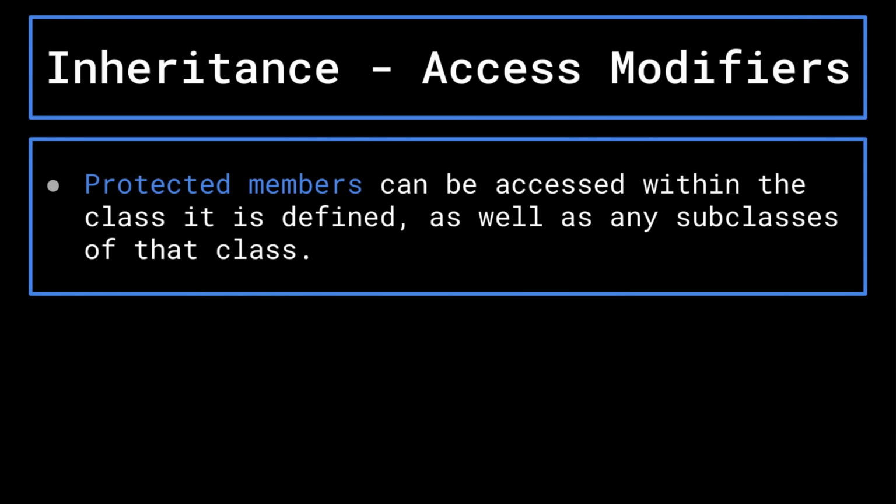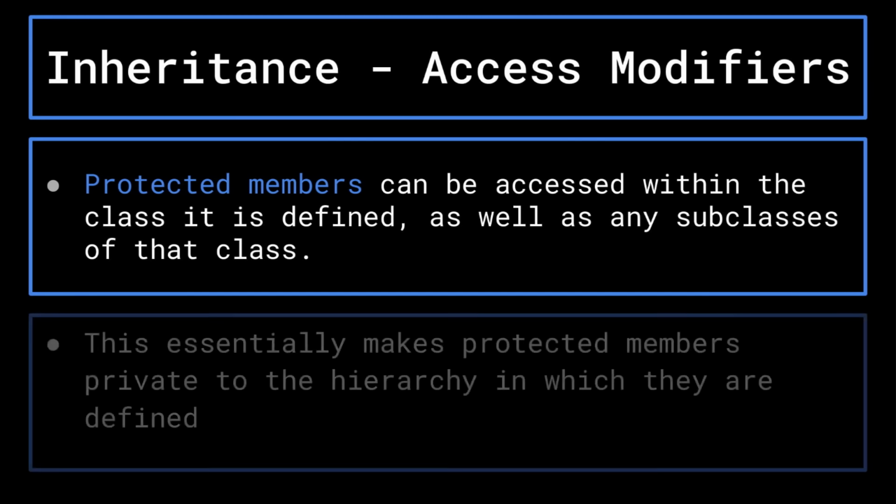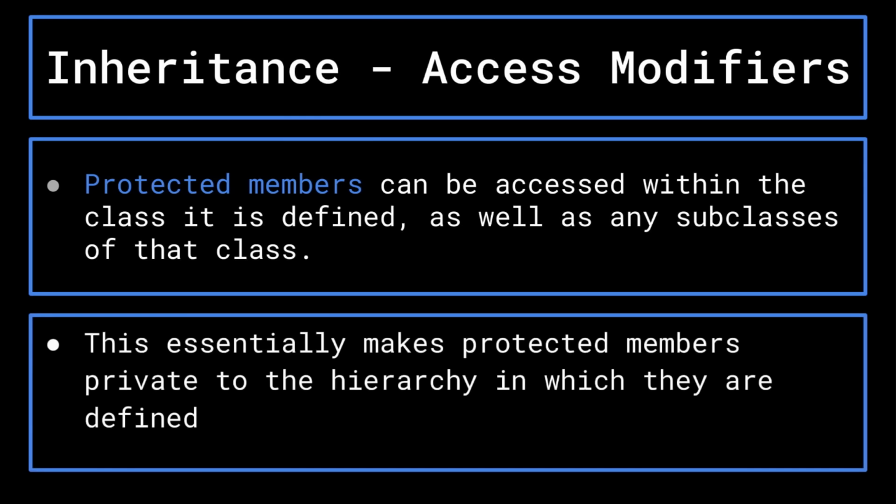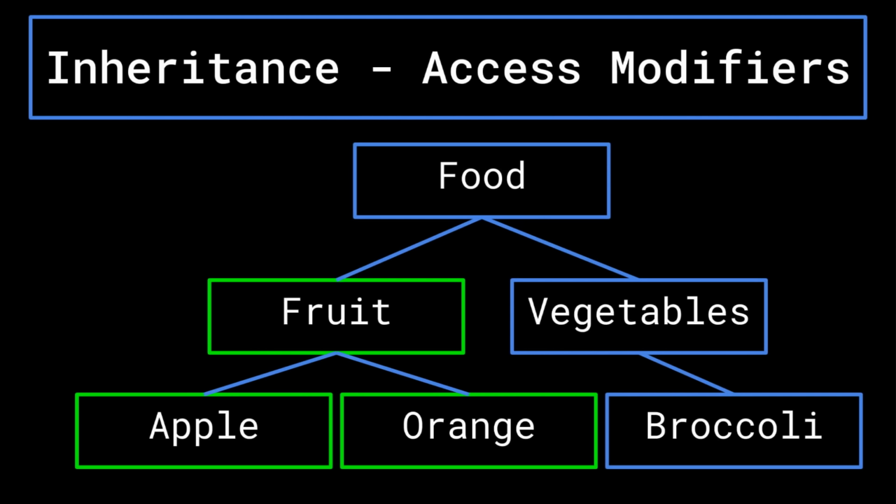We then have the protected modifier. A protected variable can be accessed from within the class it is defined, as well as any subclasses of that class. Essentially, protected variables are private to the class hierarchy that they are defined in. This can be seen in the example class hierarchy right now.